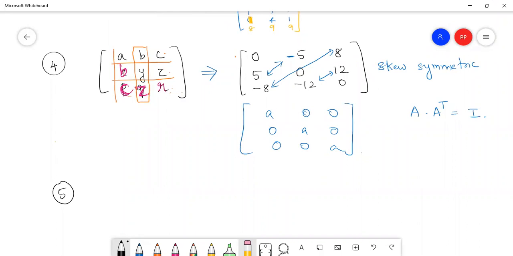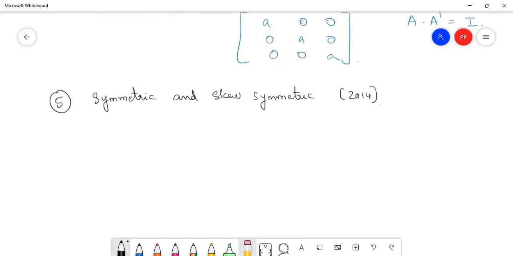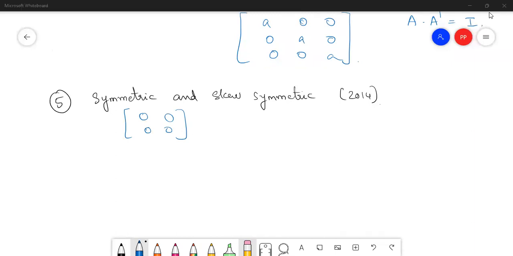So give an example of a skew symmetric matrix. Give a matrix which is both symmetric and skew symmetric. This is from 2014, a long time back. Can I say this? Yes. It's a zero matrix. Correct.